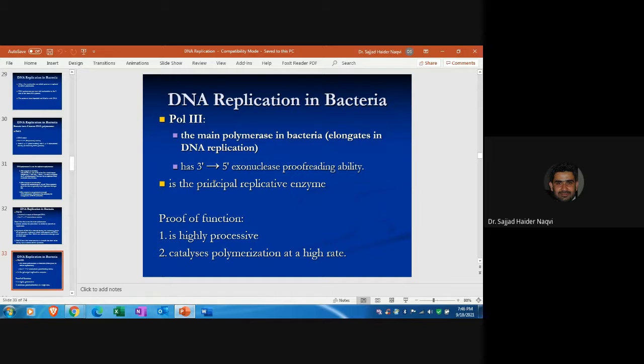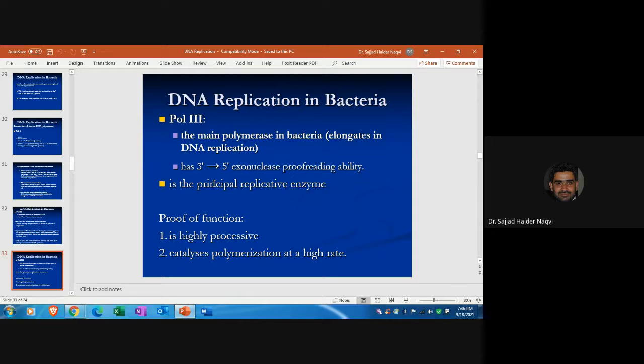And how we can prove that? There are two reasons. Its processivity is very high. Remember, in polymerase 1, the processivity was 20 to 50 nucleotides, after which it dissociates. But for this one, the processivity is very high. It carries on thousands and thousands of reactions.